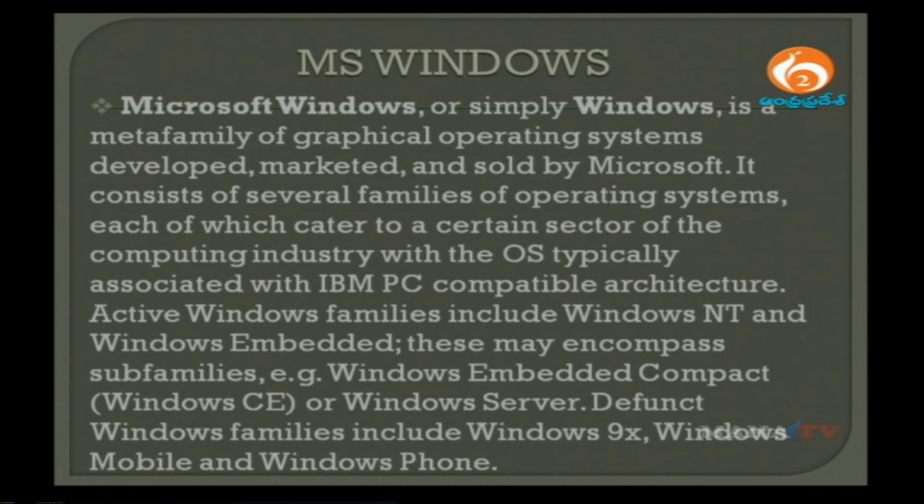Yes, we have Windows Embedded Compact or Windows Server, and the defunct Windows families include Windows 9X, Windows Mobile and Windows Phone. So what all does the Windows have? You have 9X, you have Windows Mobile and Windows Phone. We have so many things in Windows. This is a certain sector operated by the OS, typically associated with IBM PC compatible architecture. So this is all about Windows.